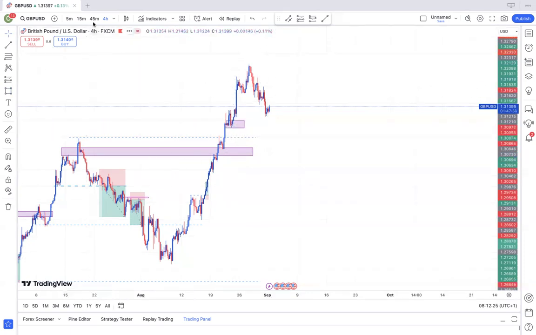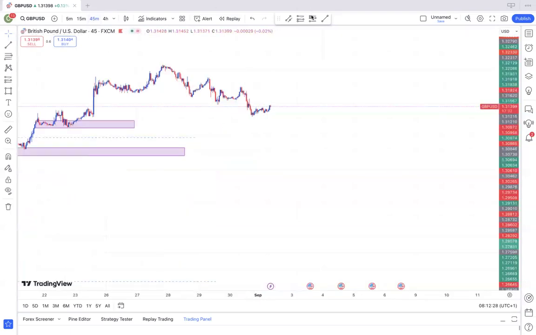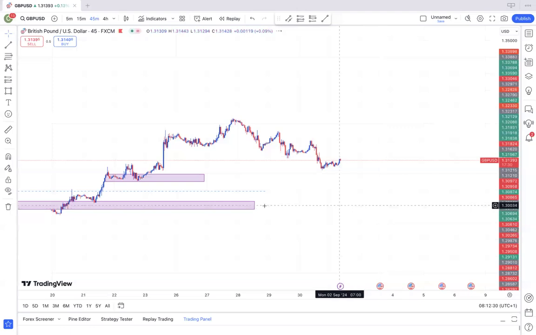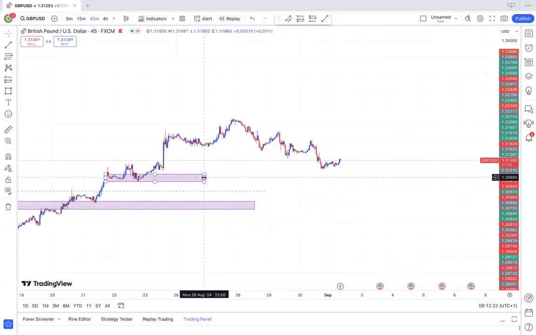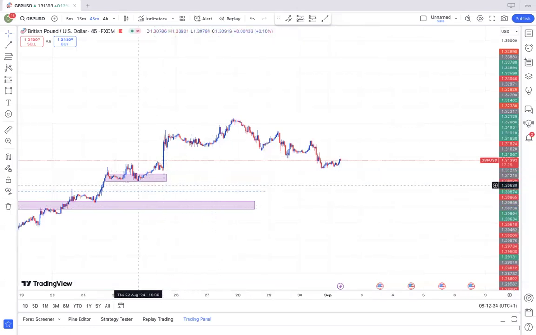Then you now come down to the 45 minutes time frame. You would see that on the 45 minutes time frame, that same marked area is actually an area of liquidity. As you can see here, this is an area of liquidity. So we've already seen that there's a higher low.